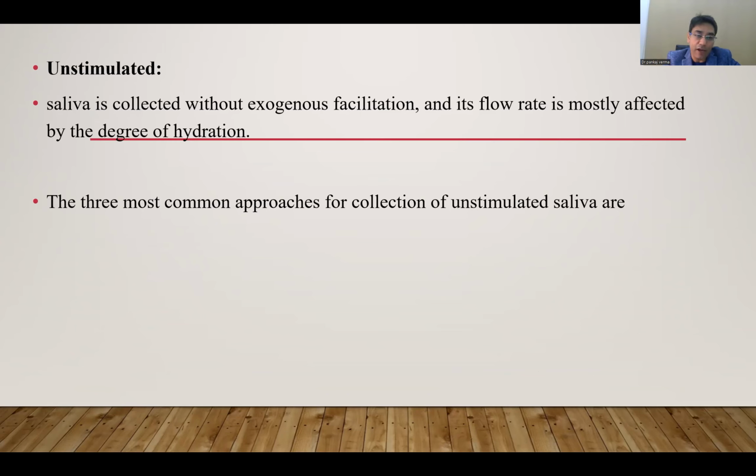Next is the unstimulated method. In this, the saliva is collected without exogenous facilitation, and its flow rate is mostly affected by the degree of hydration. There are three most common approaches. First is draining, spitting, and suctioning.